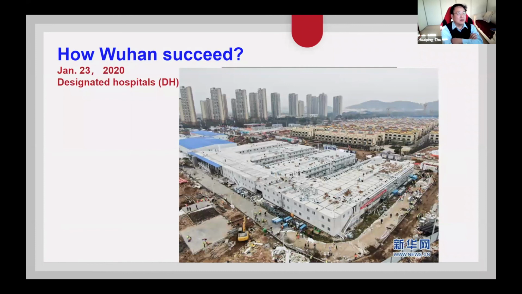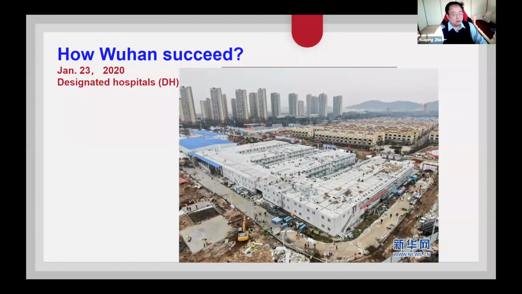Now, if we look back at what happened after January 23rd, the first thing was, of course, the lockdown of the city. The whole city, with a population close to 10 million, was locked down. Immediately, designated hospitals were being built. Huoshenshan and Leishenshan hospitals were built. This is a photo of one of the hospitals built. We call these designated hospitals. This type of hospital admits both mild and severely infected individuals. This was the case from the beginning.